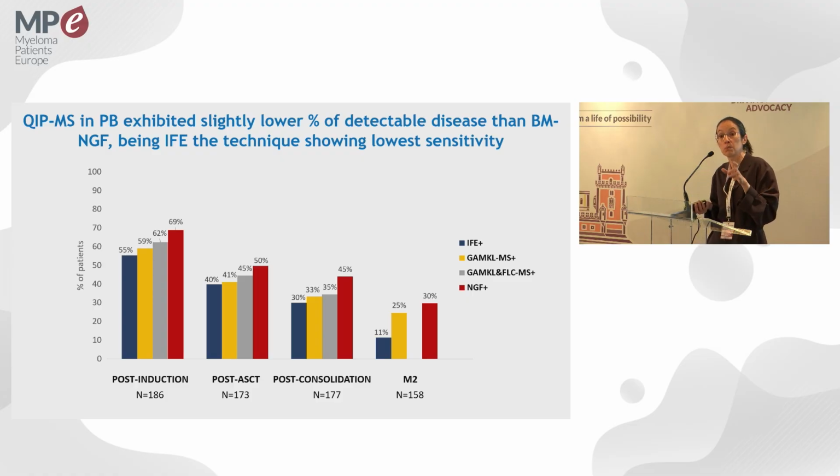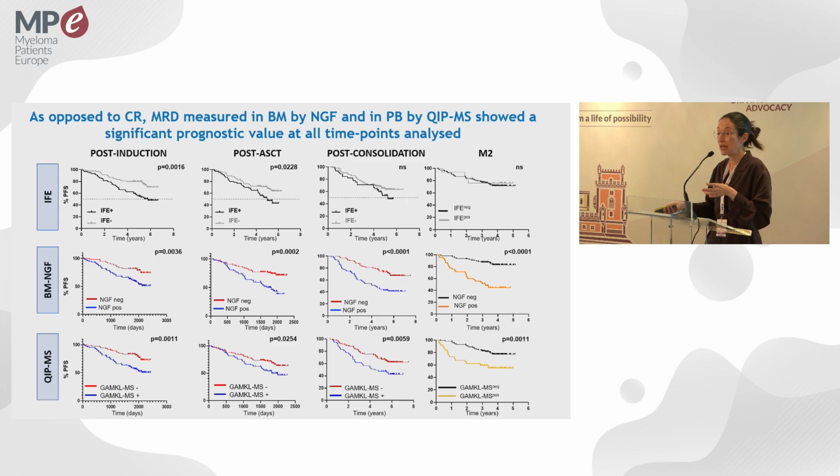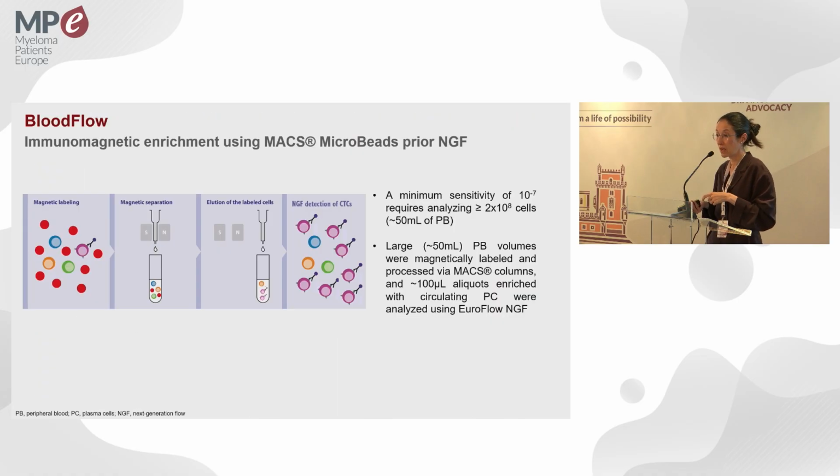So mass spectrometry is more sensitive as compared to immune fixation, less sensitive as compared to the analysis of the bone marrow. Mass spectrometry has clinical value, but less clinical value as compared to the analysis of MRD in the marrow of the patients. Better as compared to immune fixation, less as compared to the marrow.